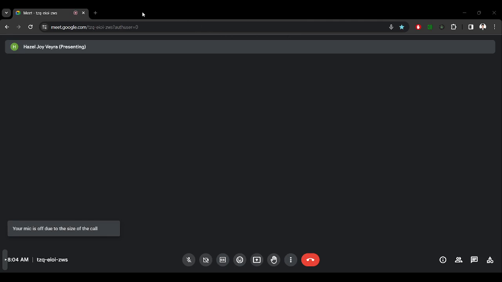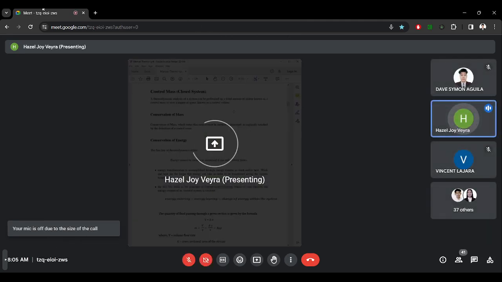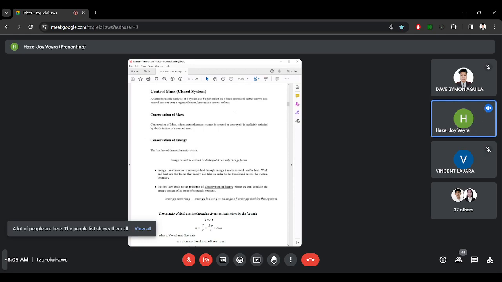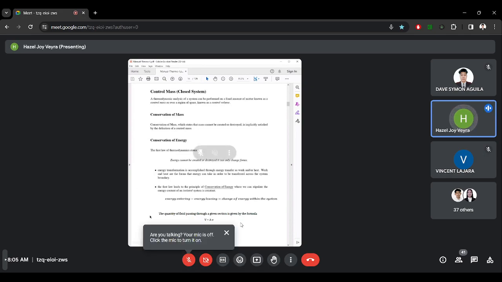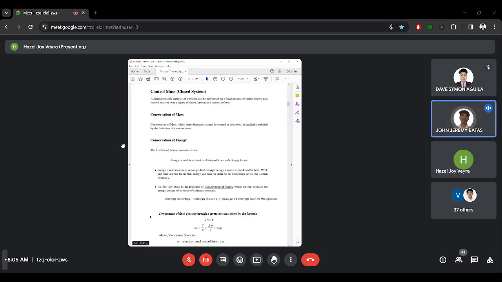The relationship, no, of the mass in the system and the volume in the system. Sige, conservation of mass muna tayo. O dyan, Jeremy. Ulit. Conservation of mass, which is basically satisfied by the definition of a control mass.